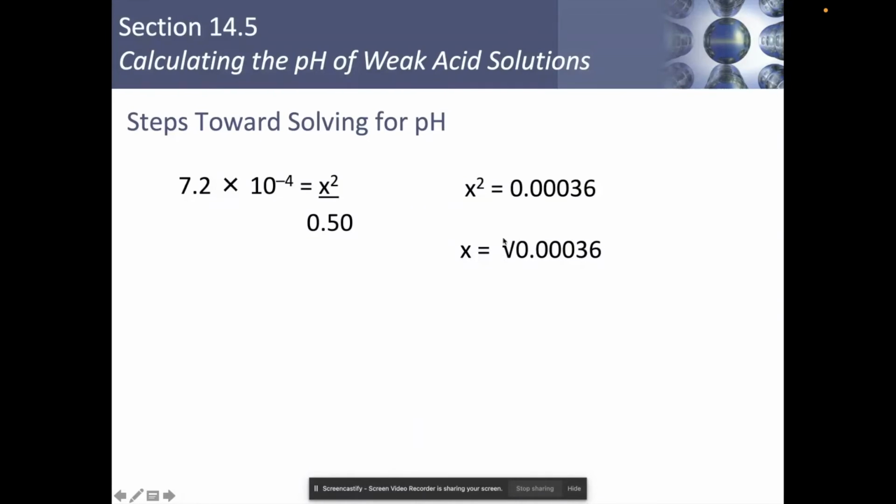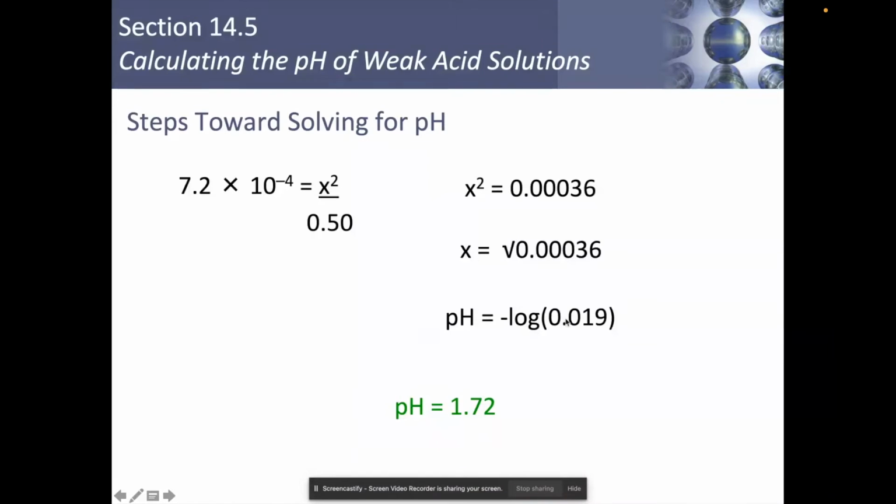So in case you're wondering, there's just no line over the top. What is the square root of 0.00036? It ends up being about 0.019, which means I can just take the negative logarithm of that. And when I do that, I get a pH of about 1.72. A very long process to get this answer, but way nicer than in Unit 13 or Chapter 13, where we had to solve a quadratic equation in order to get something.